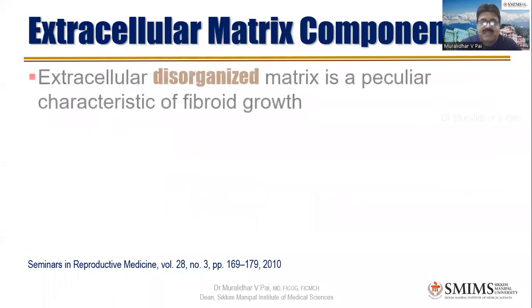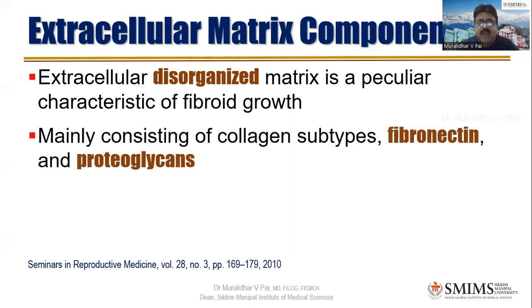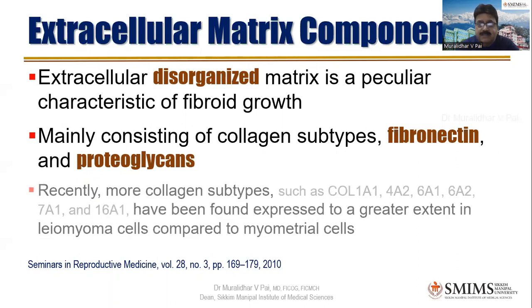Extracellular matrix component. Now, a disorganized extracellular matrix is a peculiar characteristic of fibroid growth. There has to be some disorganization. If it were an organized way of growth, then there would be a normal uterus, isn't it? It mainly consists of collagen subtypes, fibronectin, and proteoglycans. Recently, more collagen subtypes such as COL1A1, 4A2, 6A1, 6A2, 7A1, and 16A1 have been found expressed to a greater extent in leiomyoma cells compared to myometrial cells. When you want to score more than 90% marks, write all this.